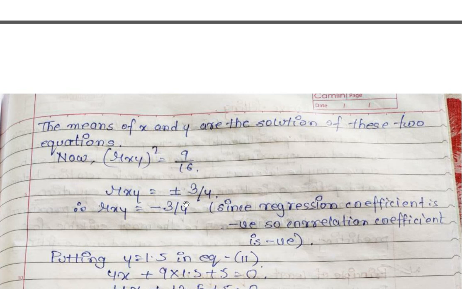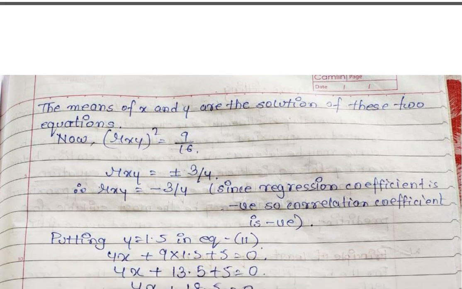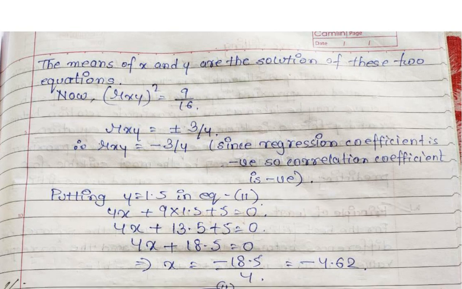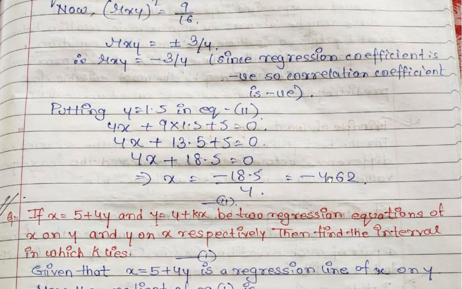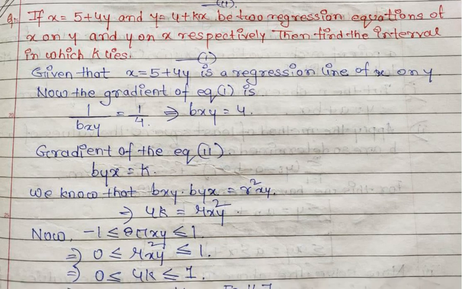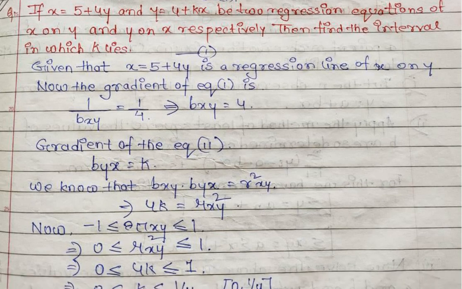Whenever you take the square root, it will be plus or minus 3 by 4. But since the regression coefficient is negative, the correlation coefficient also will be negative, that is equal to minus 3 by 4. So putting in the correlation coefficient and regression coefficient, and putting y equal to 5 in equation number 2, we will have the value x equals minus 4.62 that we have to find. So we have all our answers. Similarly, I have done the same type of problem here. Try to solve the problem by yourself.